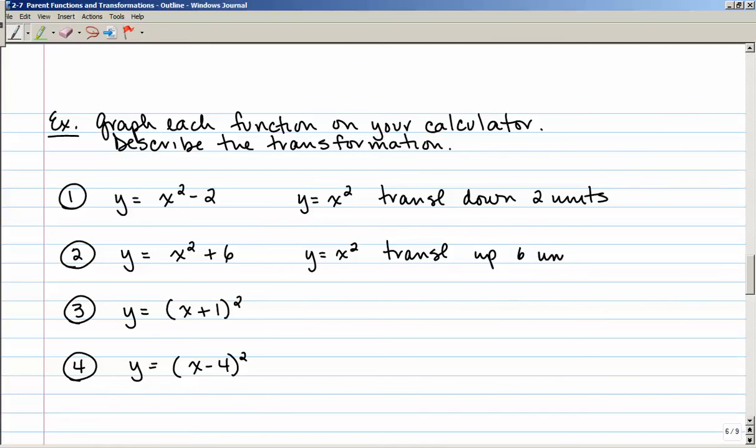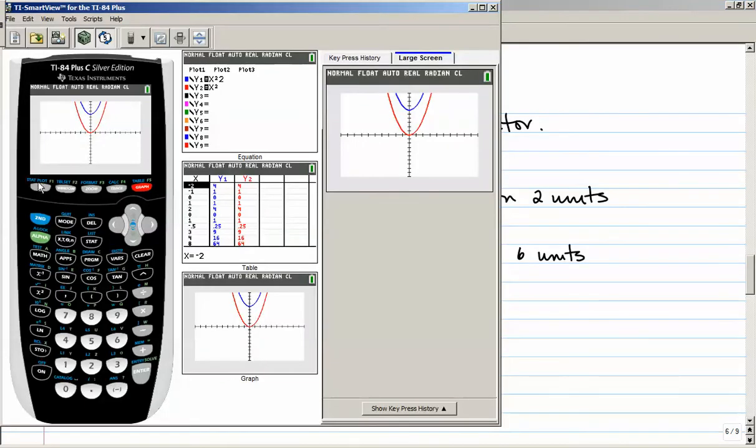Up 6 units. Okay. For my third example, now notice there's a plus 1, but in this case it's in the parentheses. So y equals the quantity x plus 1 squared. So that's probably not going to move it up. Let's see what happens when we do that.